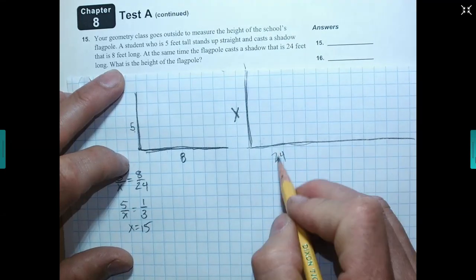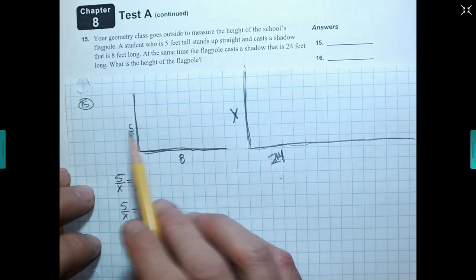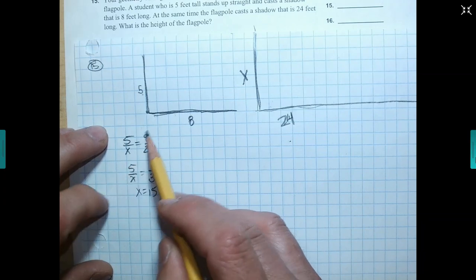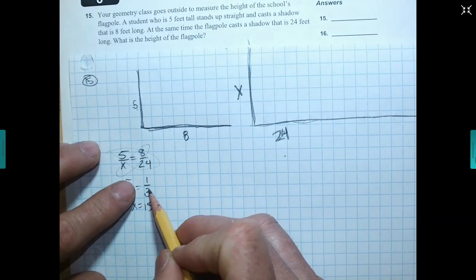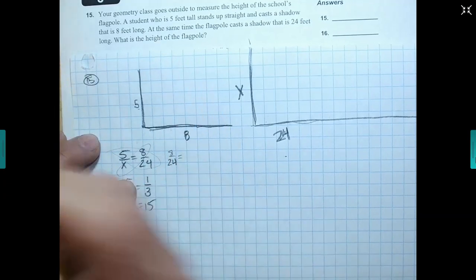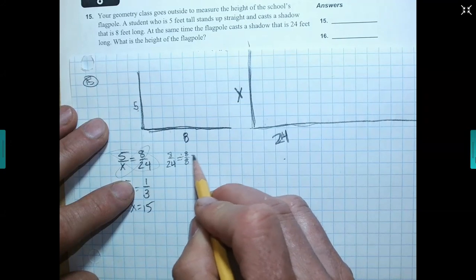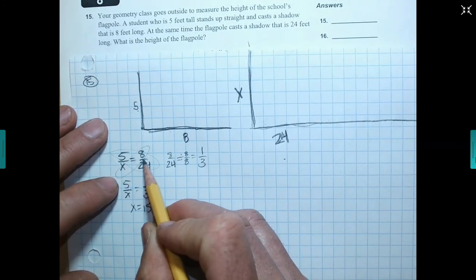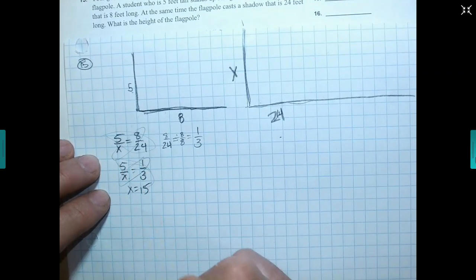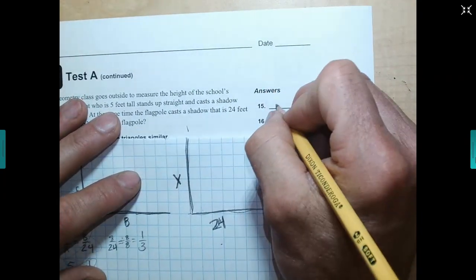It goes out 24. So I have a similarity here to here and here to here. So 5 over x equals 8 over 24. But what I did here, why I have 1/3, is 8/24 simplifies if you were to put it into the Desmos, or if you were to just go, oh wait, both of these are divisible by 8, divide by 8 over 8, I get 1 over 3. So I simplified this to 1/3. 5x equals 1/3. So I got x equals 15. So what's the height of the flagpole? The flagpole is 15 feet.